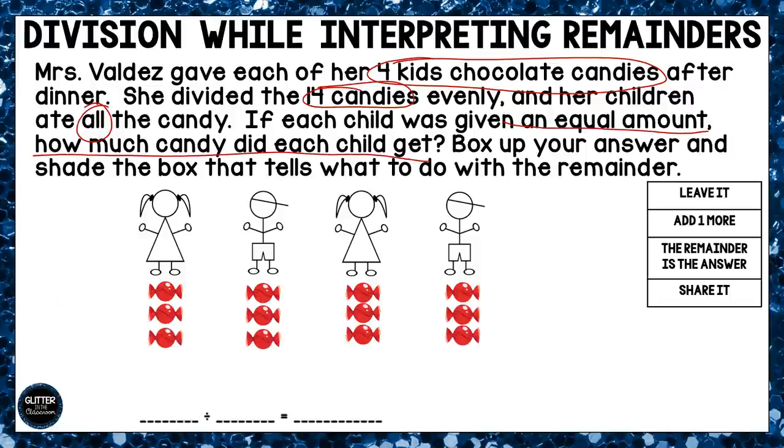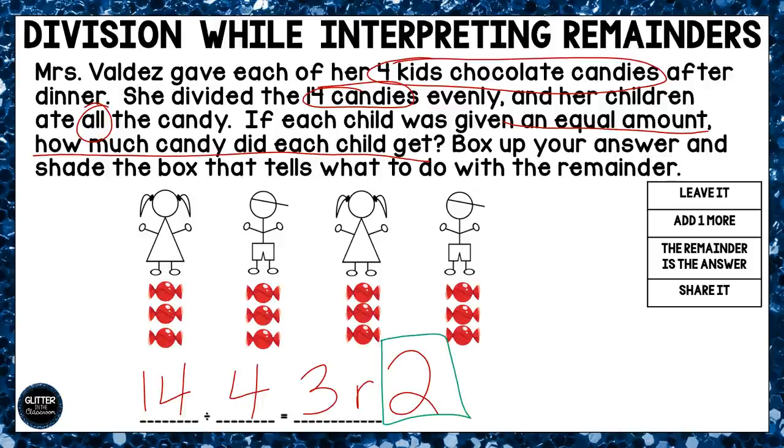What is the division you see here? 14 candies divided equally to four kids. And so far, I see that 14 divided by four is three. So each child gets three whole pieces of candy. But this has a remainder. 14 divided by four is three with a remainder of two. Now, this remainder right here is over here. There's candy number 13 and 14.